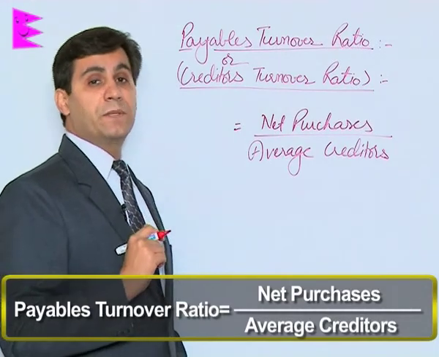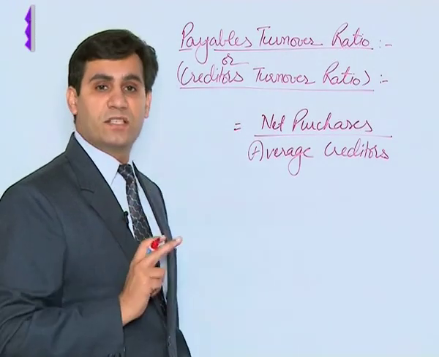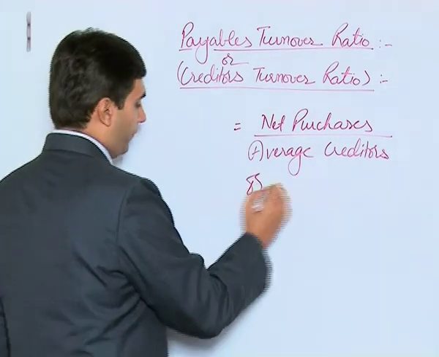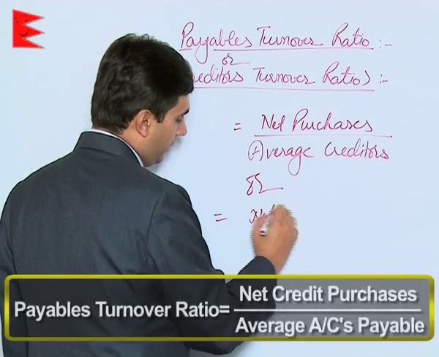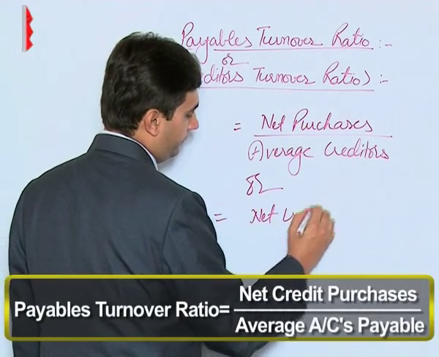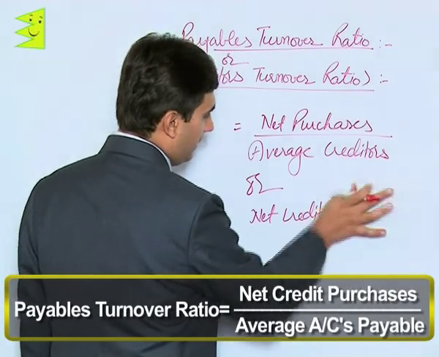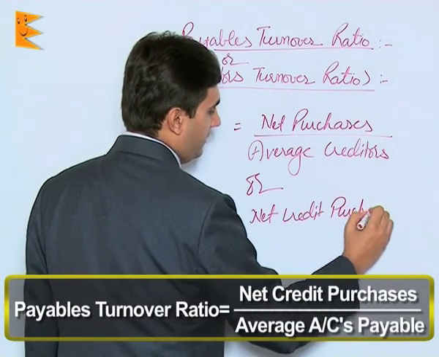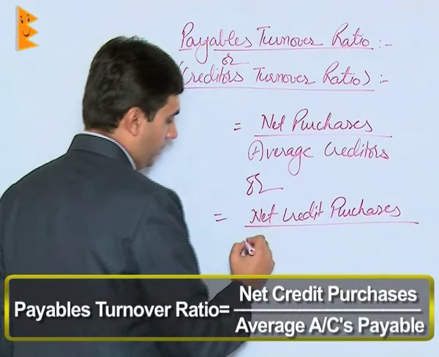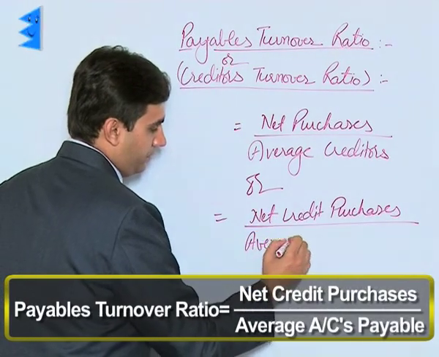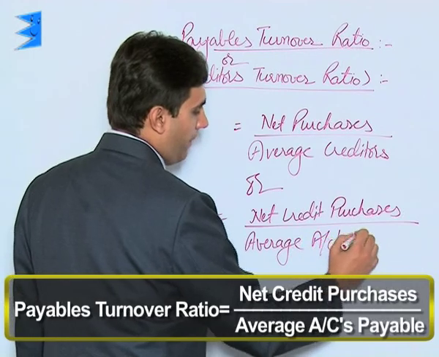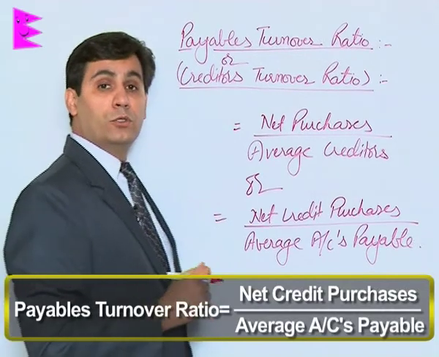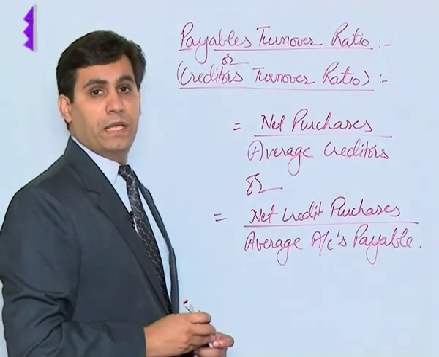Remember, in case credit purchases are there, then you must use credit purchases, because creditors arise on account of credit purchases. So a better expression, since it is creditors turnover ratio, would be net credit purchases upon average accounts payable. The average accounts payable would include both creditors and bills payable.